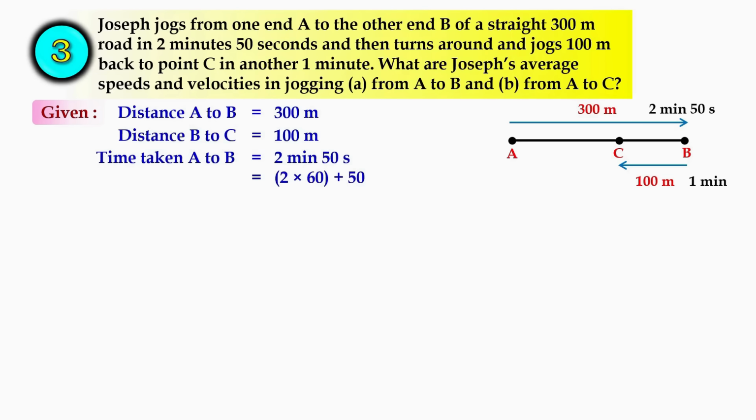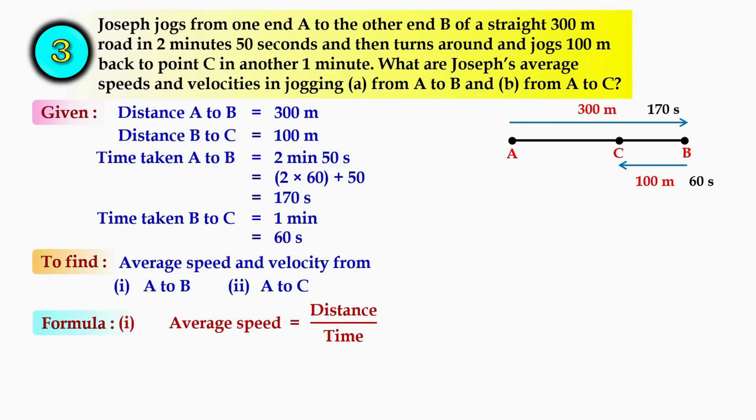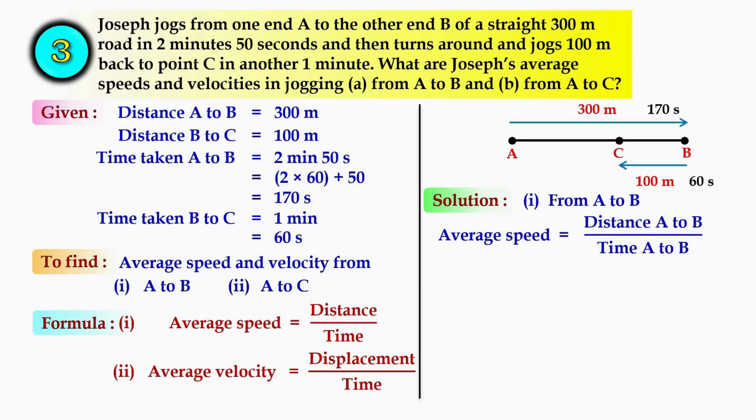Let us first convert the time into seconds. 2 minutes 50 seconds becomes 170 seconds. 1 minute becomes 60 seconds. From A to B. The distance from A to B is 300 meters. The time taken is 170 seconds. Average speed is calculated as distance divided by time. So the average speed becomes 300 divided by 170, which is approximately 1.765 meters per second.